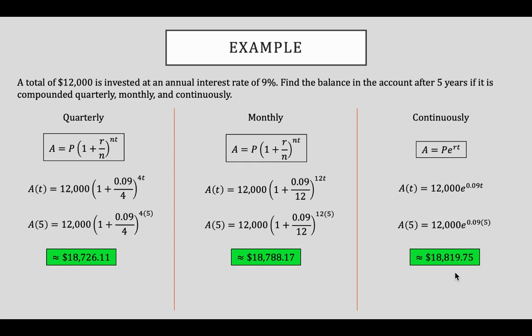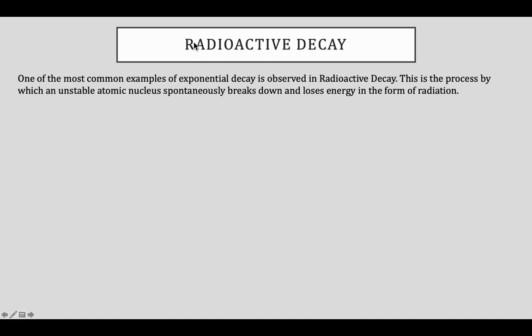All right, so there is a common example of exponential growth with our investments. Now, let's talk about a common example of exponential decay. One of the most common examples of exponential decay is observed in radioactive decay. Some of you guys may have learned about this in your chemistry classes. This is the process by which an unstable atomic nucleus spontaneously breaks down and loses energy in the form of radiation. Now, I am not a chemist or a nuclear physicist, so don't ask me any more information about that, right?